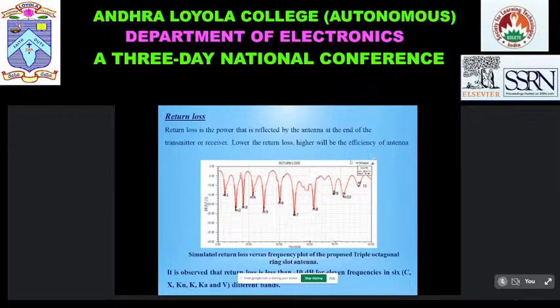Okay, these are the return loss of the triple octagonal antenna. Return loss we can observe from this graph. All these return loss values are less than minus 10 dB. Return loss is the power that is reflected by the antenna at the end of the transmitter or receiver; lower return loss means the efficiency of the antenna is high. So at all 11 frequencies, if we see this graph, these values are less than minus 10 dB, which is suitable for many microwave frequency band applications.